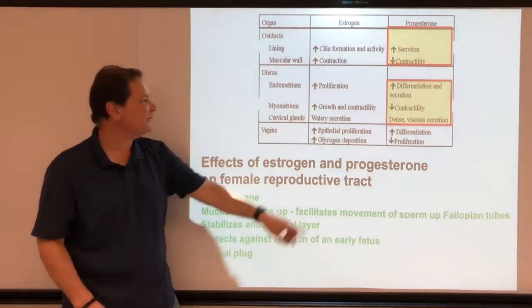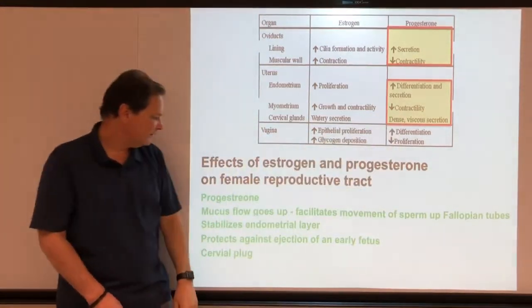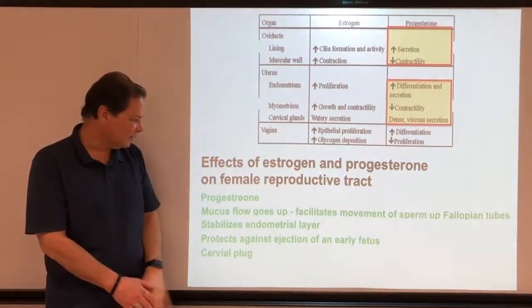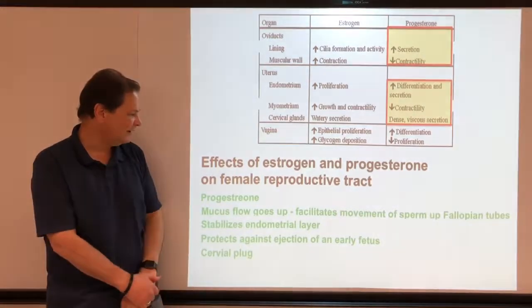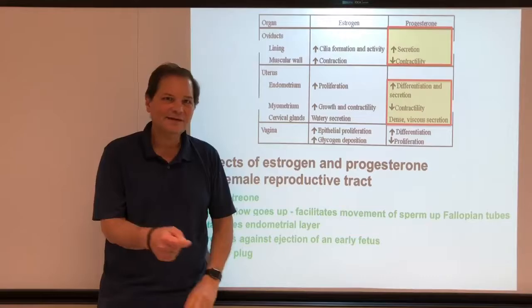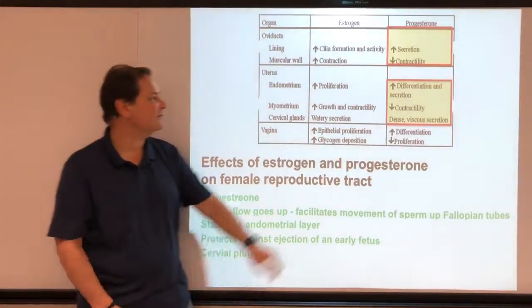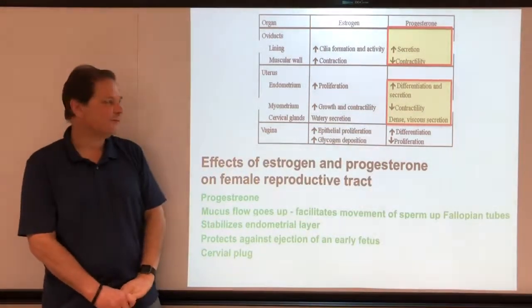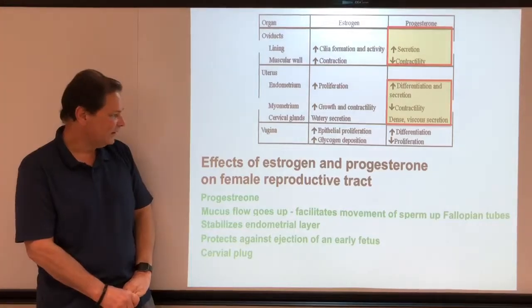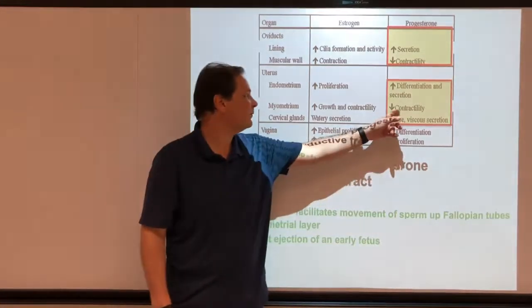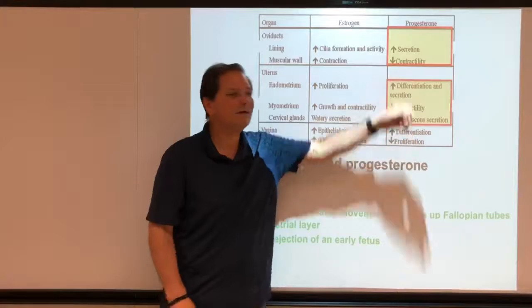In the case of the uterus, this decreased contractility sort of keeps you from ejecting an early fetus, so it protects against accidentally getting rid of that, particularly in the luteal phase where fertilization might be taking place. And of course, that's where progesterone is higher, so that would make sense here as well.